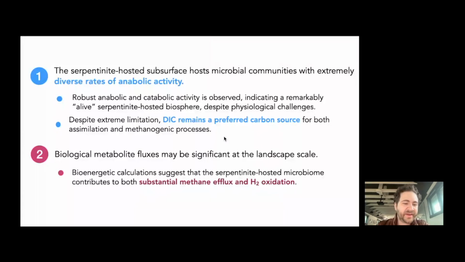And despite extreme limitation, dissolved inorganic carbon remains the preferred carbon source for both assimilation and methanogenic processes, which was surprising to us. And then our second key takeaway was that biological metabolite fluxes may be significant at the landscape scale. And we use these bioenergetic calculations to suggest that the serpentinite-hosted microbiome is contributing substantial methane efflux and H2 oxidation at the landscape scale.